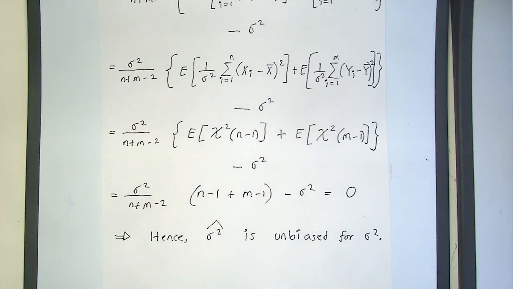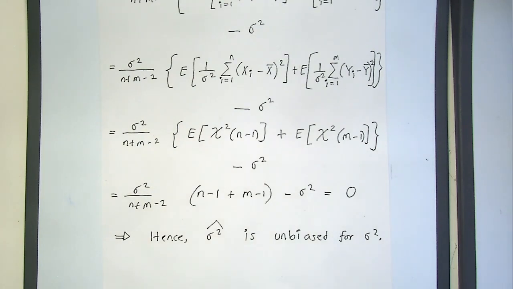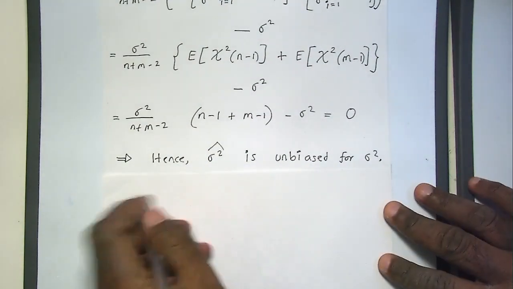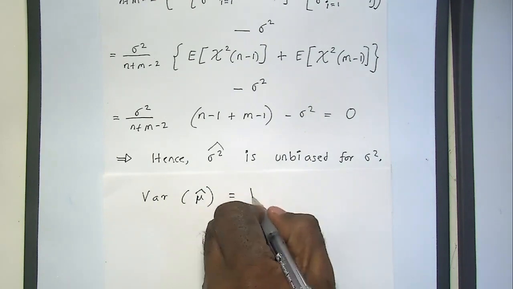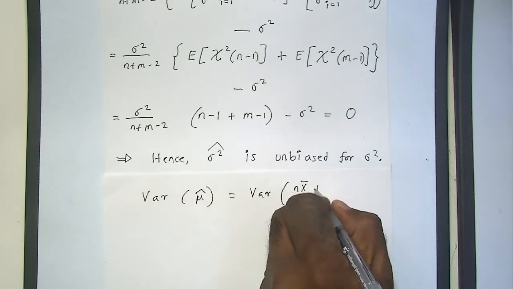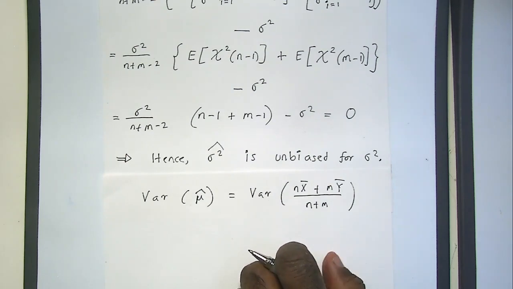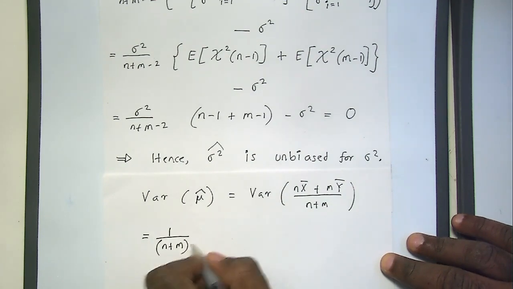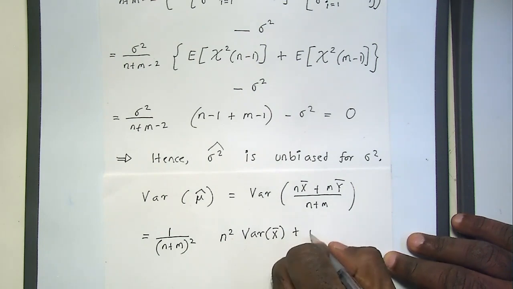Now the next part of question 3, there's one more part, is to find the variance of mu hat. You guys okay with this? Yeah, to find the variance of mu hat, it's not difficult. Right, you have the variance of n x bar plus m y bar, divided by n plus m. Alright, take the variance inside, and you then have n squared times the variance of x bar plus m squared times the variance of y bar.